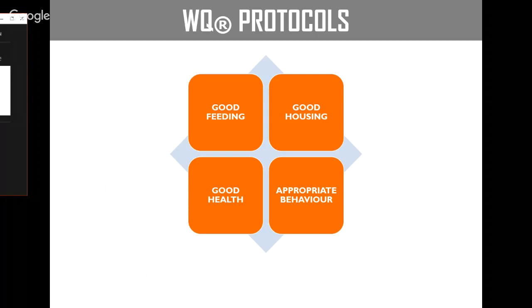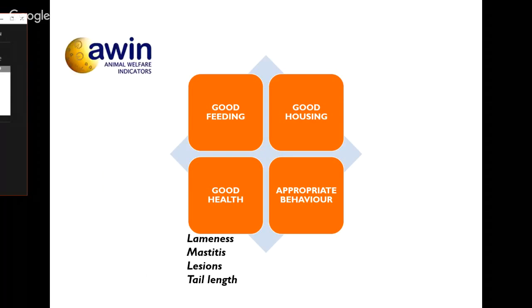For each of these 4 principles, the protocols have a number of criteria, and for each criterion, there is a number of indicators. Now, the AWIN protocol includes several pieces of information which are very relevant in the context of this talk. For example, lameness assessment, mastitis assessment, the assessment of injuries and tail length, for example, and I will be referring to some of those during my presentation.